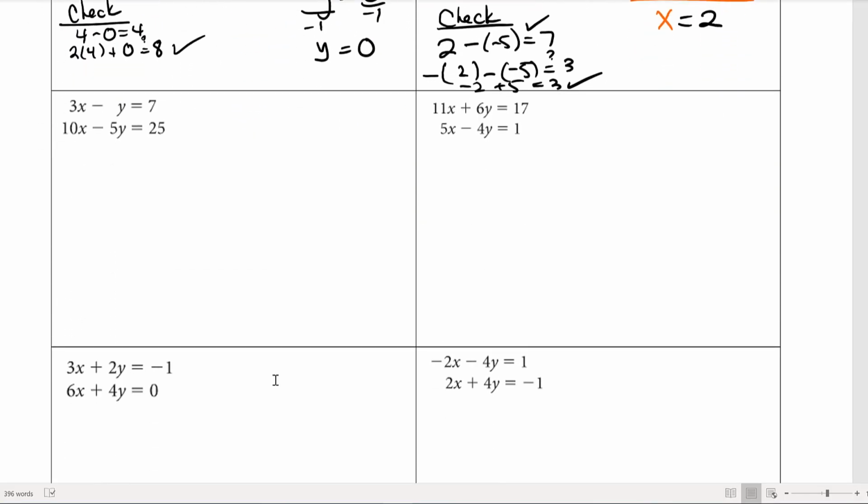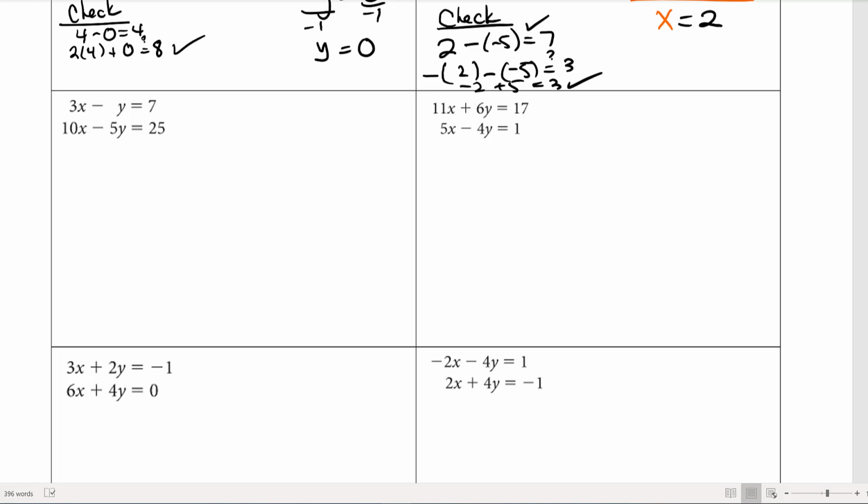Our next example is our first example where the variables aren't already lined up and equal and opposite. So this is the one where you have to do some more steps. But step 1, is everything lined up? X is on top of x's, y is on top of y's, equals on top of equals, and numbers on top of numbers. Yep. Decide which equations do you want to eliminate.